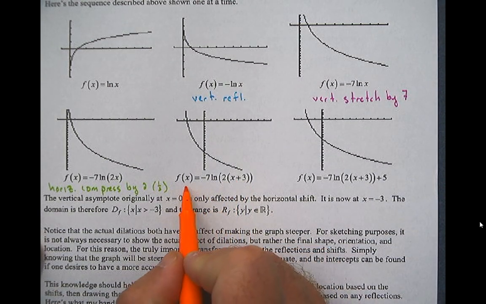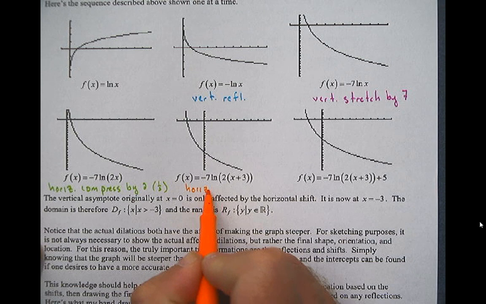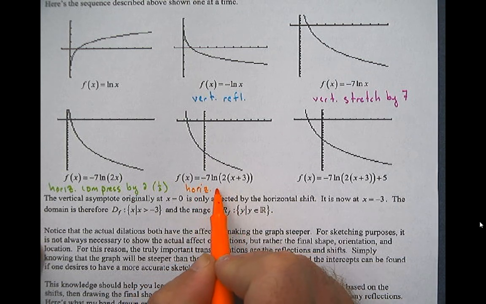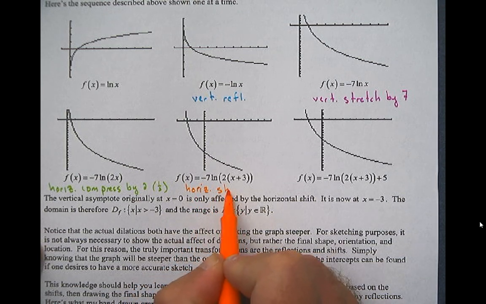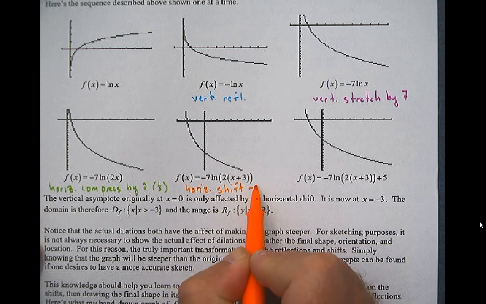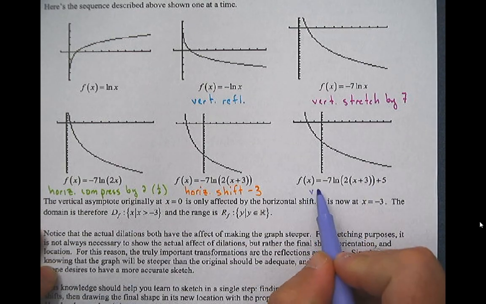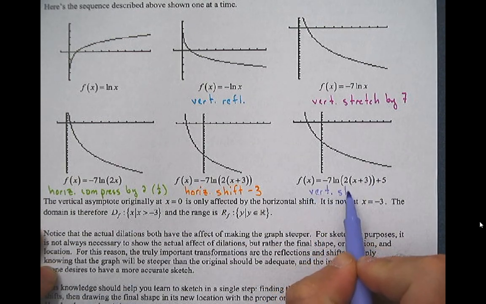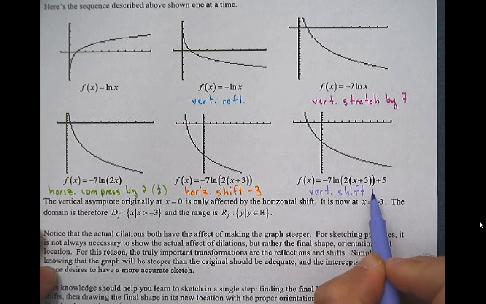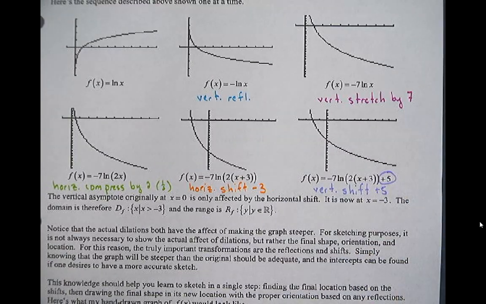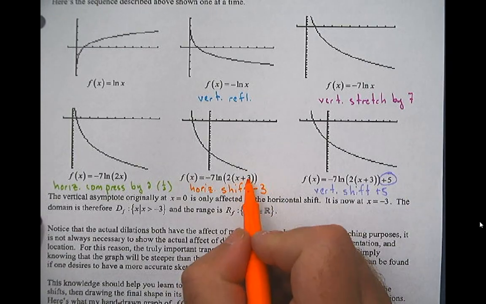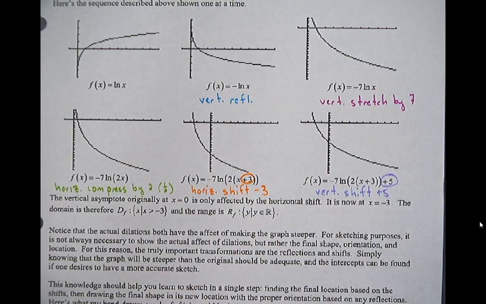So +3 next to x is going to be horizontal, and plus does the opposite. So this is a horizontal shift. -3, maybe you write back 3. Either one of those are fine. Then the +5 would be a vertical shift, +5. So I'm going to go back and circle these in each color, what that piece did individually.